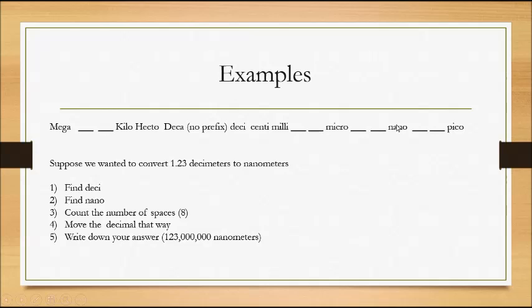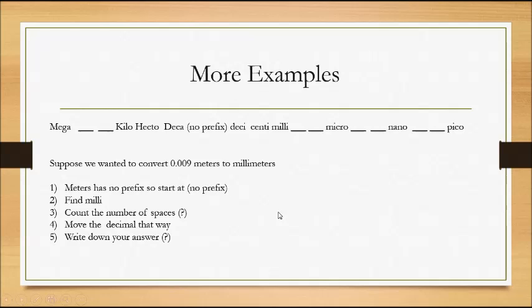You see how I did that? Just counted from here to here, the number of spaces. These little blank spaces do count. And then move the decimal that way. So I went 8 spaces in this direction towards the right, so I moved the decimal that way. Instead of 1.23, now I moved it 1, 2, 3, 4, 5, 6, 7, 8 spaces. So my answer would be 123 million nanometers.